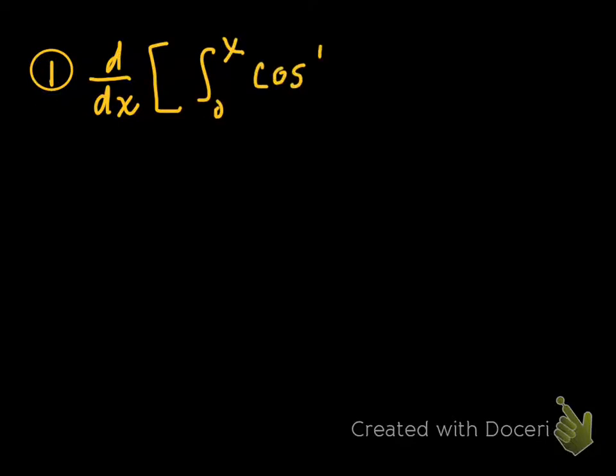Let's see if we can do this. I know a scenario like this. You take the derivative of the integral from 0 to x of cosine t dt. Simply plug in the upper limit, which is x, in for t, and then multiply it by the derivative of the upper limit, which is just 1.